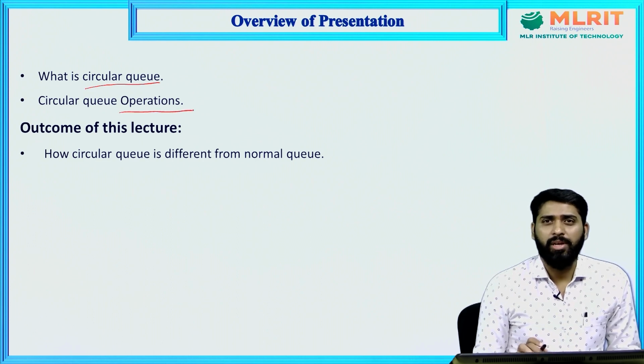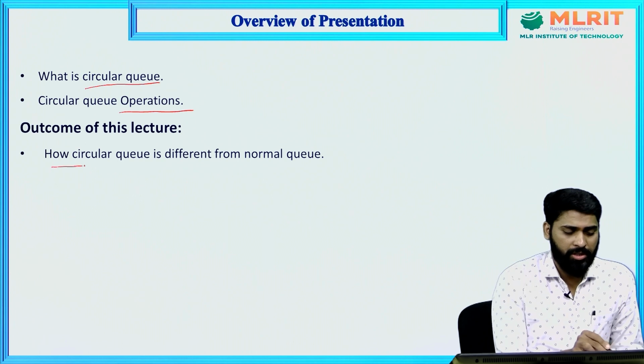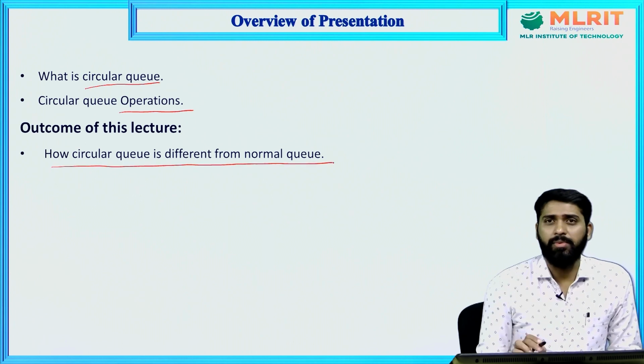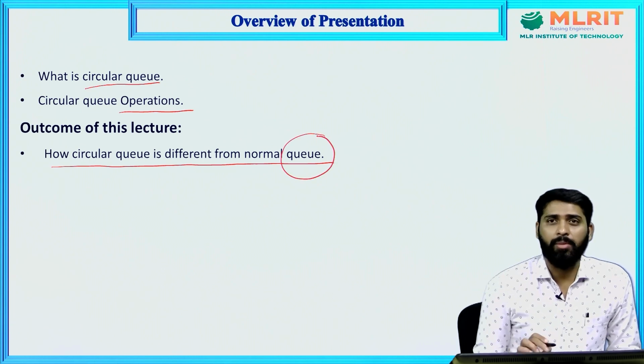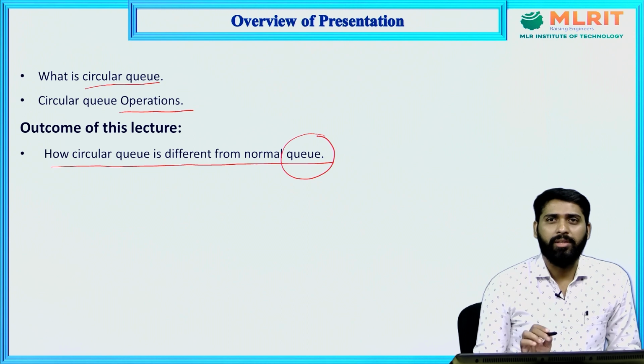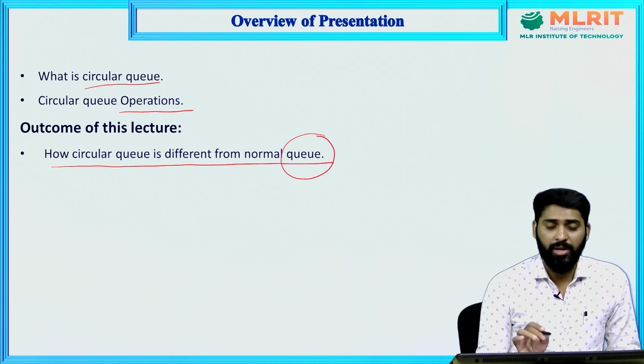Outcome of this lecture: at the end of this lecture, you will understand how a circular queue is different from a normal queue. In our previous two classes, we discussed normal queue. Now, at the end of the class, you will understand how the circular queue is different from the normal queue.